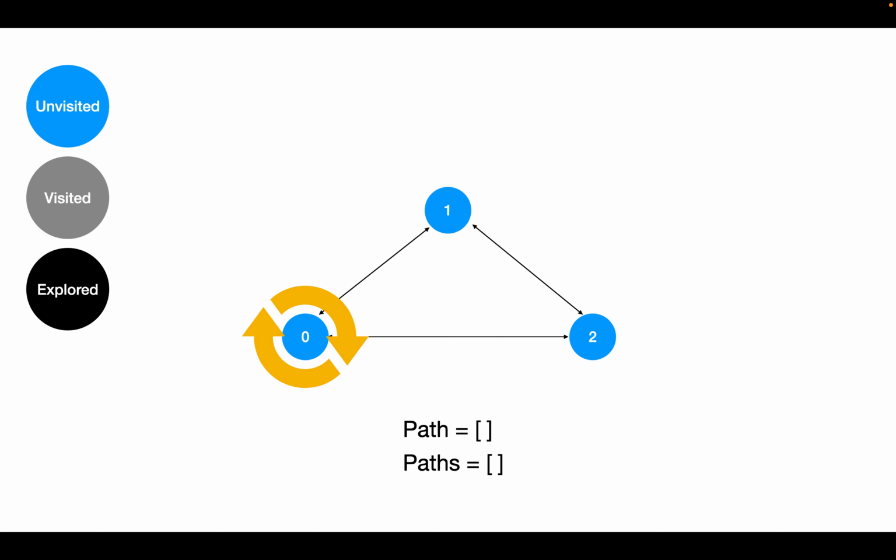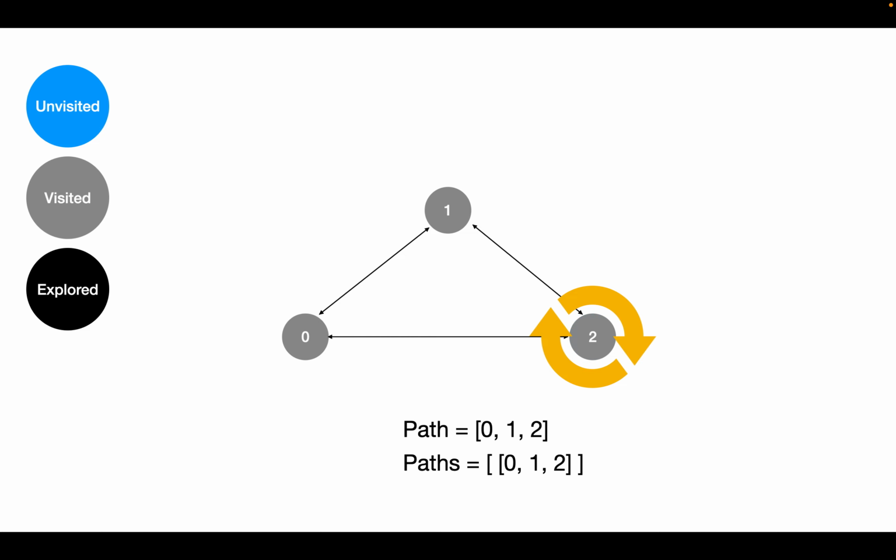DFS starts exploring from node 0 and marks it visited, adds it to our path. Check the first unvisited child of node 0, finds node 1, and we start exploring from there. Mark it visited, added it to our path. Keep going depth first. We explore from node 2, mark it visited, add it to our path. Now, we found a path of length 3, so I'm going to add it to our paths array. This is an array that will keep track of the total number of paths we traverse.